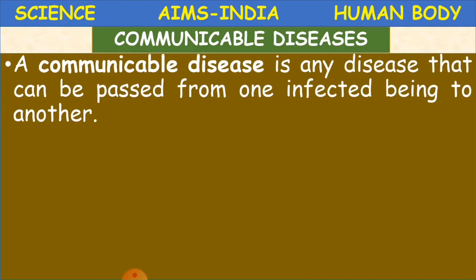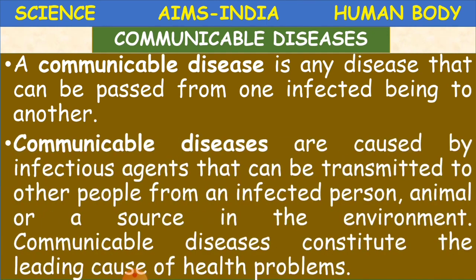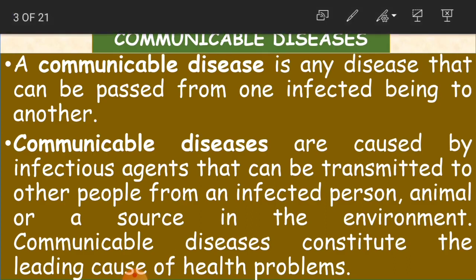And now let us learn about communicable diseases. This is any disease that can be passed from one infected being to another. That's what we said. If any person is infected with such a disease, that is a communicable disease. So that infected person is able to transfer his disease to another person. It is going to spread from one to another. Communicable diseases are caused by infectious agents that can be transmitted to other people from an infected person, animal or a source in the environment.